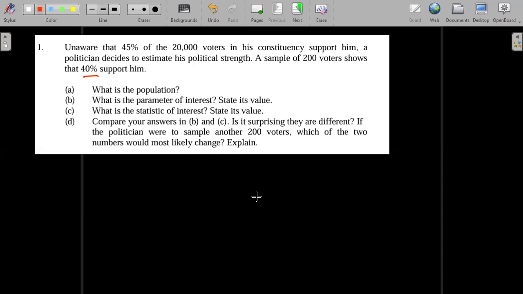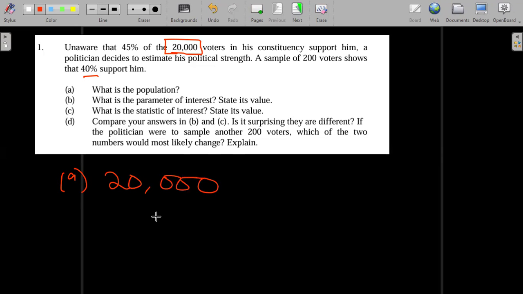All right, so the population, we can say the population refers to the entire group that we want to study or get information about. In this case here, the population will just be these 20,000 voters. We want to get information about these 20,000 voters. Those are the entire voters in his constituency. So the population there is just 20,000. We're going to write 20,000 here. So this is our population.